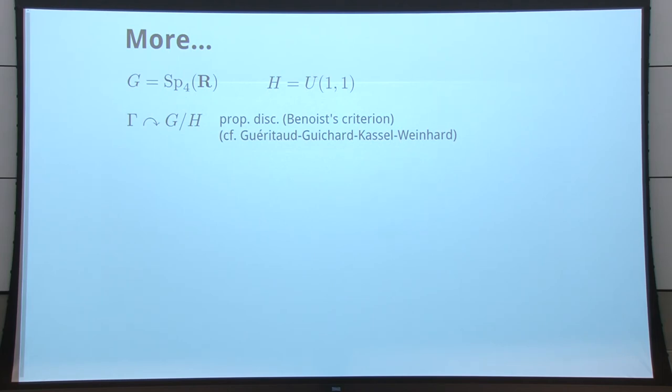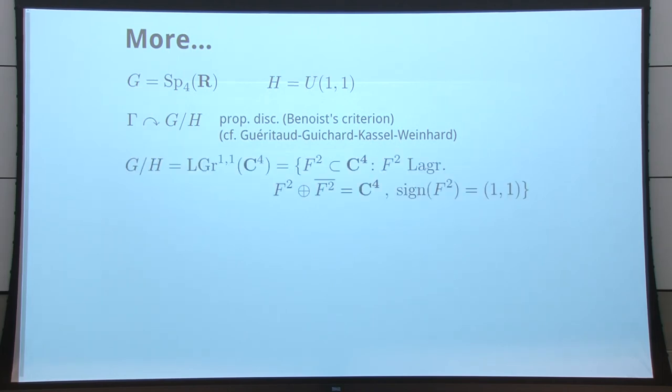Okay, so why is this potentially interesting? Well, G mod H is not any homogeneous space. It's, again, a Lagrangian Grassmannian, but it's the Lagrangian Grassmannian that parametrizes our F2s in the Hodge filtration. So I wrote the axioms there. F2 has to be a Lagrangian subspace of complex four-dimensional space satisfying the property that F2 and its complex conjugate give a direct sum decomposition. And the signature of the Hermitian pairing on F2 should be 1-1. So this is a geometric description.